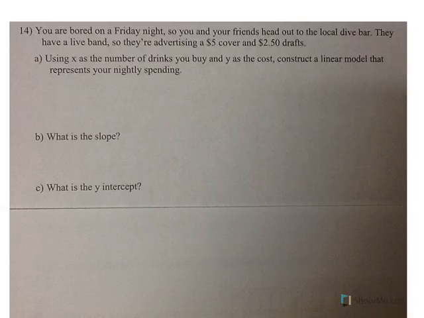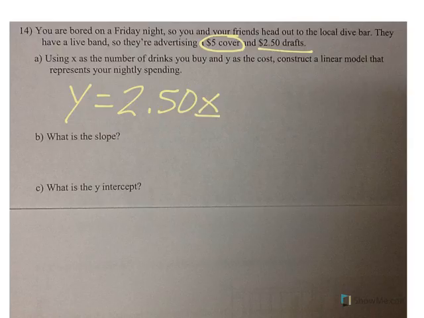Okay, so think about it in terms of a linear model and what that means. So Y equals slope times X. Slope is the thing that changes consistently. And in this case, if you pay a $5 cover, you pay that one time, and that's it. One-time fixed fee. 250 a draft, that's every time you buy a drink, right? So there's your constant change, because every time you buy a drink, and drink is the X, plus your $5 cover. So this is your linear model to represent how much you're going to spend that night.